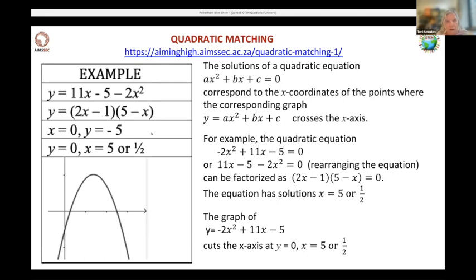So to get the solutions, one or other of the factors must be 0. If the first factor is 0, then x is 1/2. And if, in the second bracket, 5 minus x is 0, then x is 5. And that gives you the two solutions.